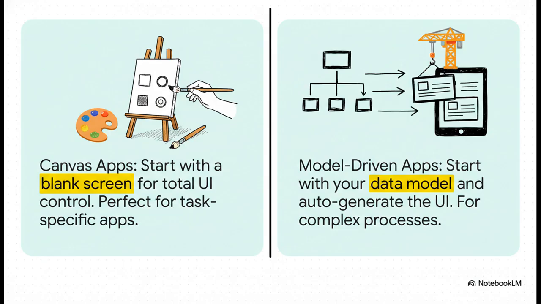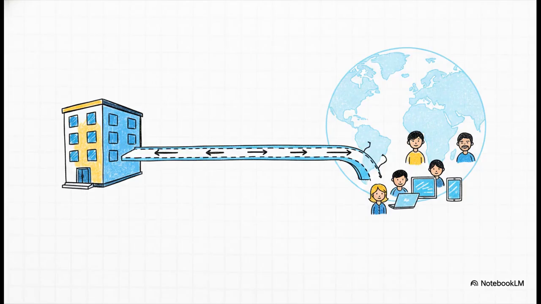On the other hand, model-driven apps are the total opposite. You start with your data as the blueprint, and the app's interface pretty much builds itself for you. This is your go-to for more complex business processes from start to finish. And what about that third type? Well, that's for when you need to talk to the outside world. They're called portal apps, and they let you build actual websites so people outside your company, we're talking customers, partners, you name it, can securely interact with your data.